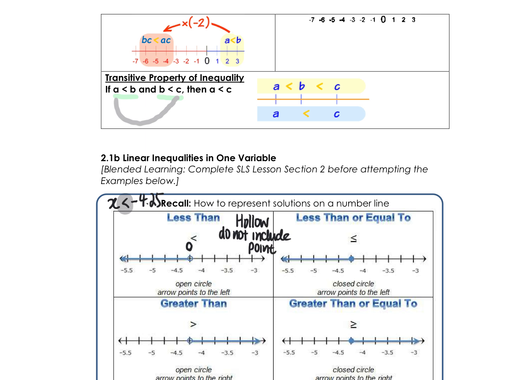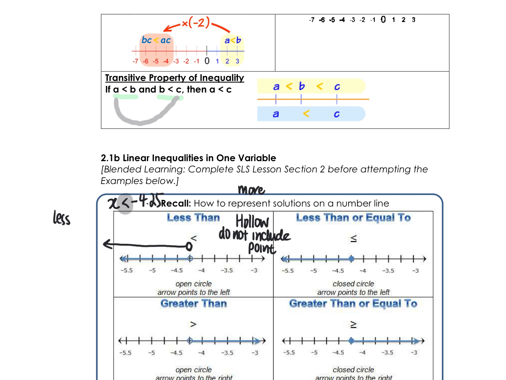Still figuring the height. Lesser than negative 4.25 points towards the left. So the lesser part is always here. The more part is always here.